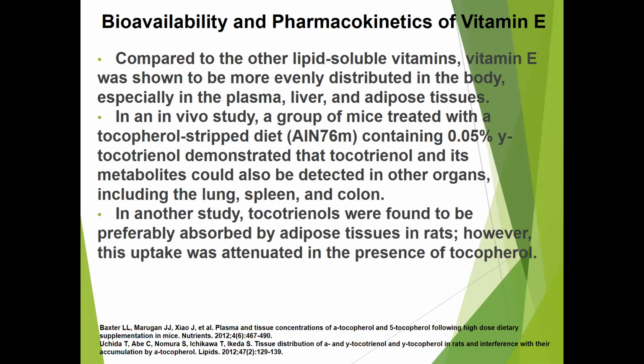Compared to other lipid-soluble vitamins, vitamin E is shown to be evenly distributed in the body, especially in the plasma, liver, and adipose tissues. In another study, for example, tocotrienols were found to be preferentially absorbed by adipose tissues in rats. However, this uptake was attenuated by the presence of tocopherol.